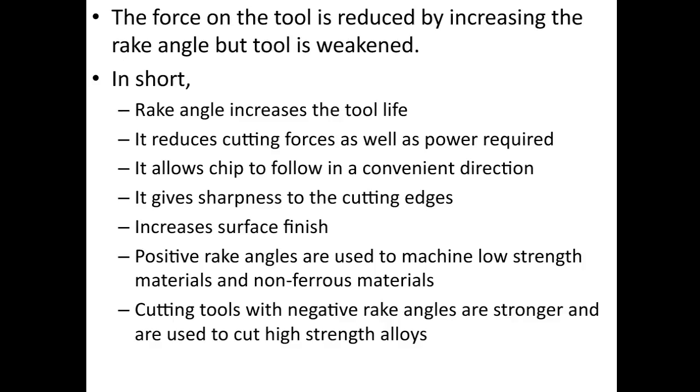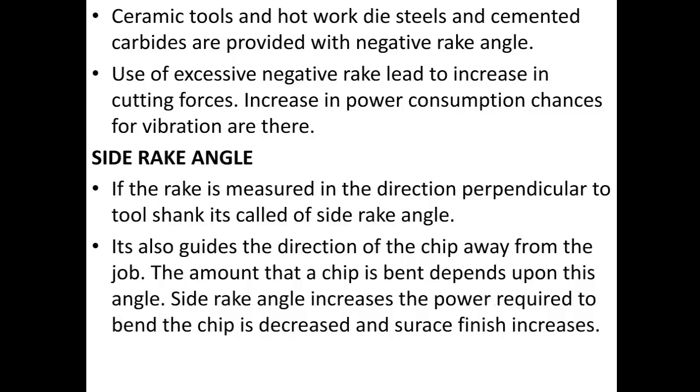Positive rake angles are used to machine low strength materials and non-ferrous materials. Cutting tools with negative rake angles are stronger and are used to cut high strength alloys. Ceramic tools, hot work die steels and cemented carbides are provided with negative rake angle. Use of excessive negative rake angle leads to increase in cutting forces, so that increases power consumption, and chances for vibrations are present.